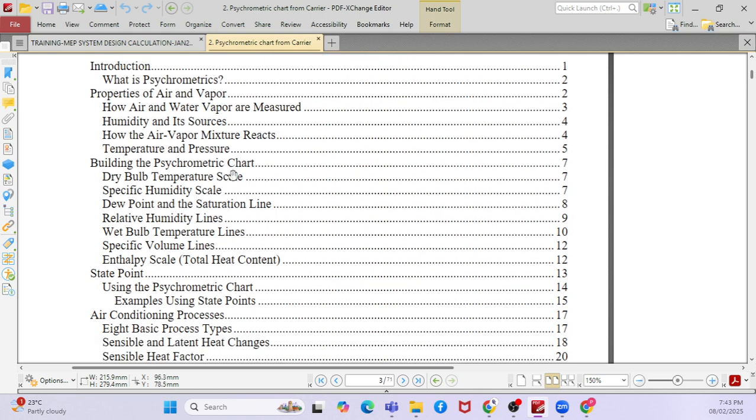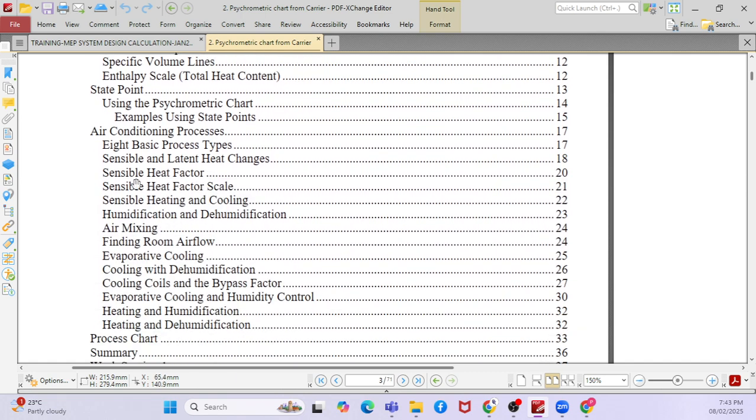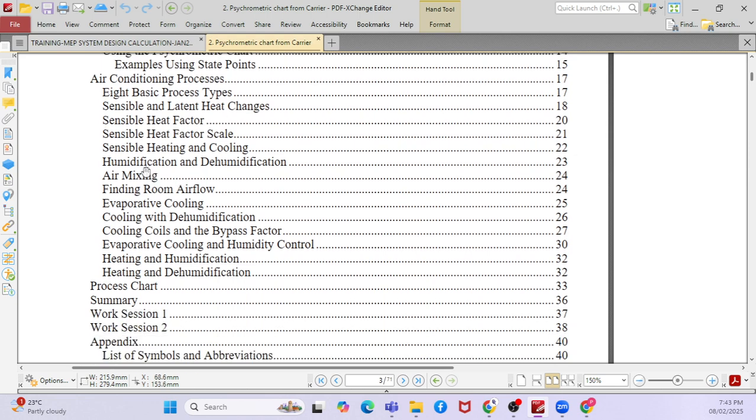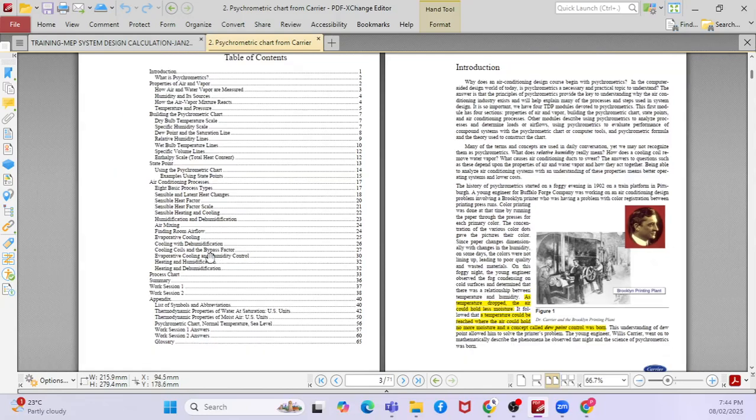And what the psychometric chart says: the dry bulb temperature scale, dew point temperature and saturation line scale, relative humidity, specific volume. Then you will talk about sensible and latent heat changes, sensible heat factor, then humidification and dehumidification, cooling and dehumidification, heating and humidification. So these are the topics you will study in this particular guideline.